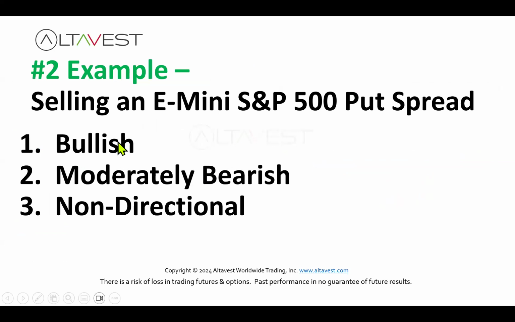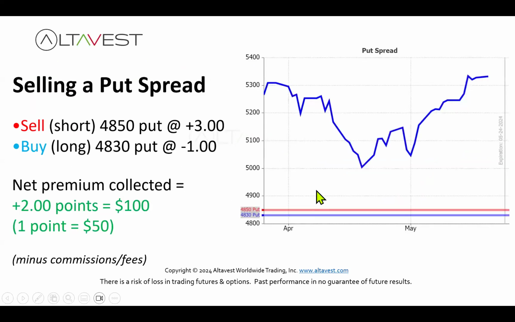This is when you might be bullish or moderately bearish or non-directional. And again, you're selling this out of the money put spread. The red line here is the put that you're selling. You collect 3 points. The blue line is the put that you're buying. You pay 1 point. The net result, you collect $100 minus your commissions, of course.